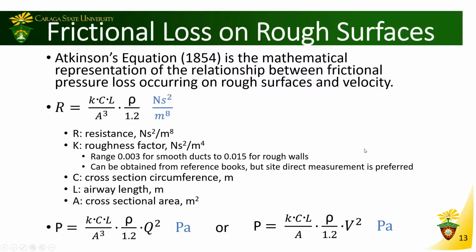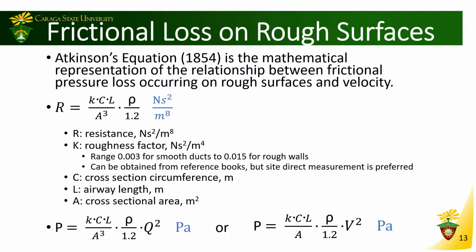The Atkinson's equation by Atkinson in 1854 is the mathematical representation of the relationship between frictional pressure loss occurring on rough surfaces and that of velocity. The equation R is equal to K times C times L over A cubed times rho over 1.2. And this is expressed in terms of joules. R is the resistance, again expressed in Newton second square per meter to the 8th.